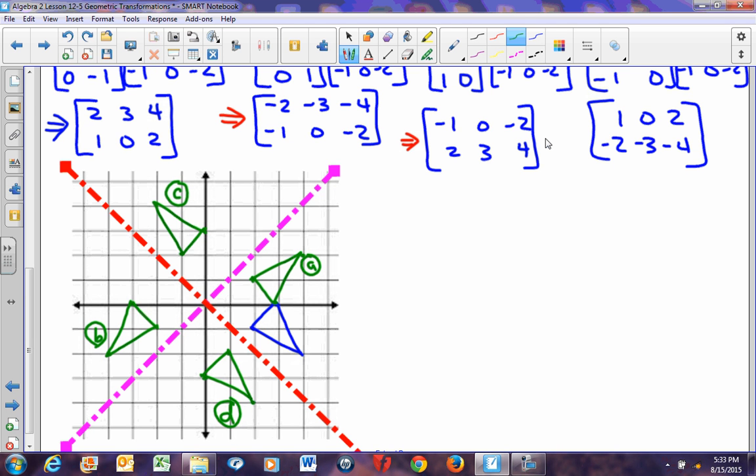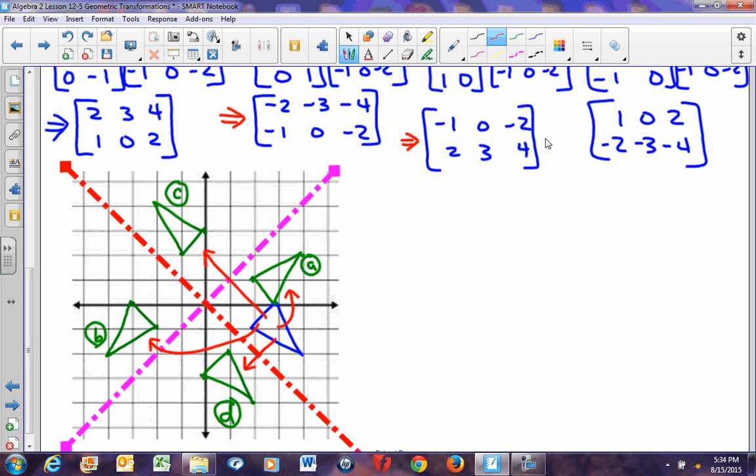So if you watch, you went from here to here. That was a reflection across the x-axis. Here to here, that's a reflection across the y-axis. Here to here, that's a reflection across the y equals x line. And here to here, that's the reflection of the y equals negative x line.